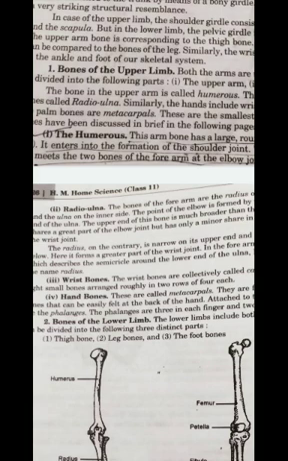Number 4, hand bones. These are called metacarpals. They are 5 long narrow bones that can be easily felt at the back of the hand. Attached to the ends of these are the phalanges.